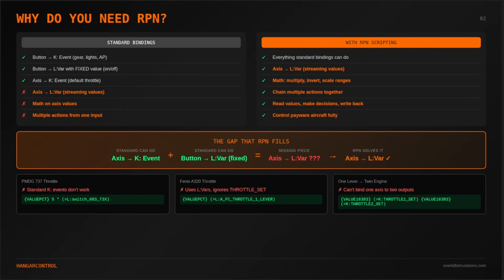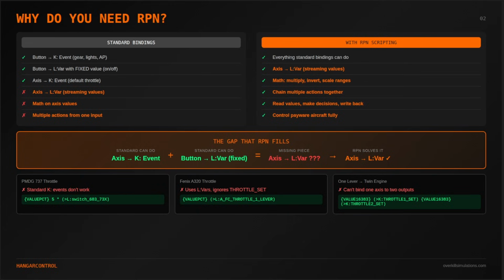So that's the gap. Standard bindings can send a fixed value to an LVAR, and they can send an axis to a K event, but they can't stream an axis to a value or an LVAR by default inside of the simulator.